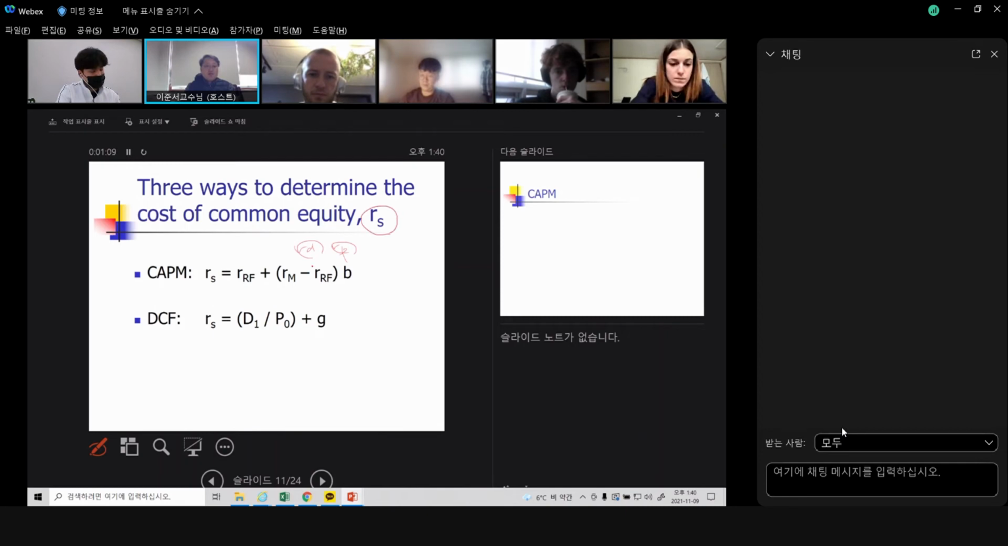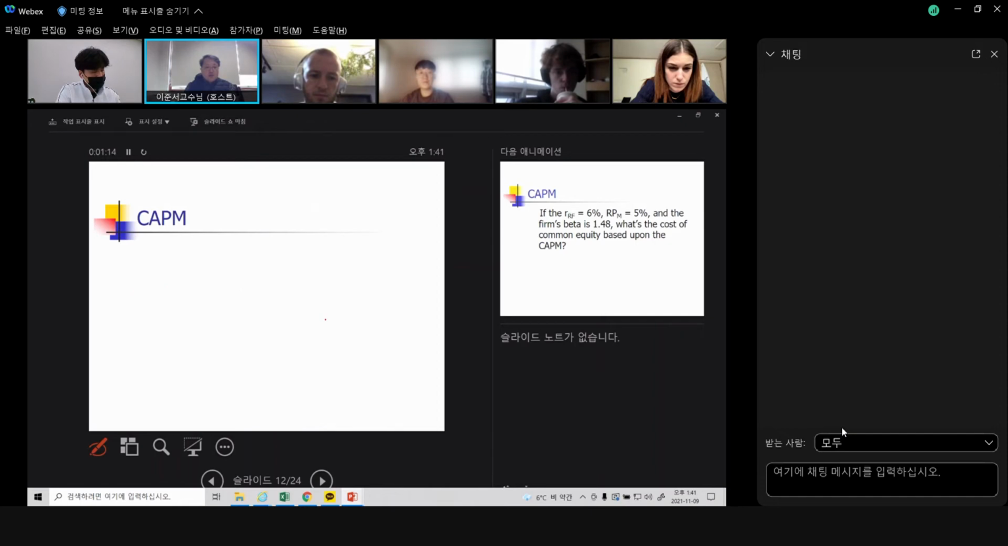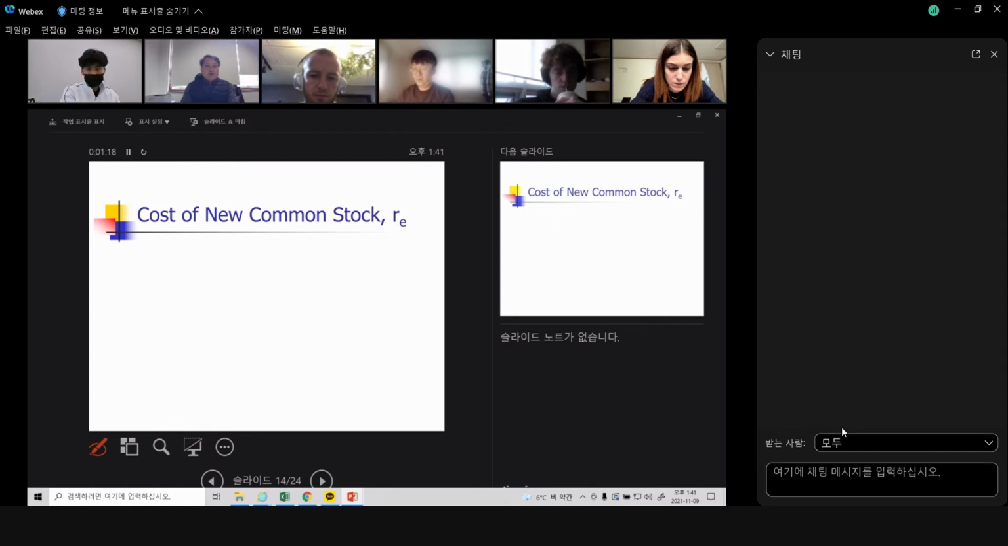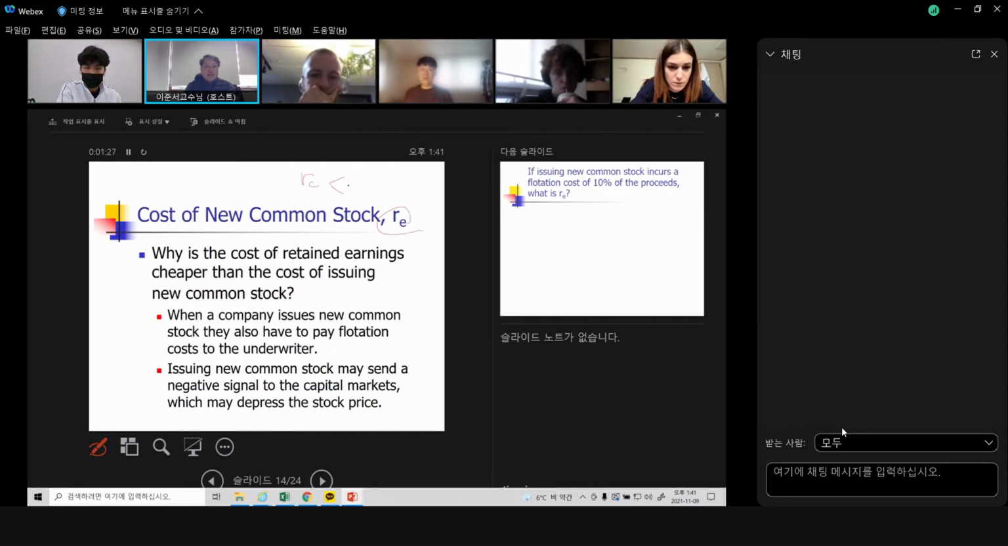So there are two ways to figure out RS. And the last issue about cost of capital is RE, right? As I told you, originally this should be RC. RC can be decomposed into RS and RE. This is the cost of equity capital. This is the cost of retained earnings. This is the cost of new common equity, right?